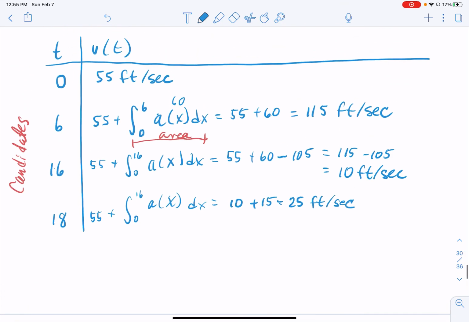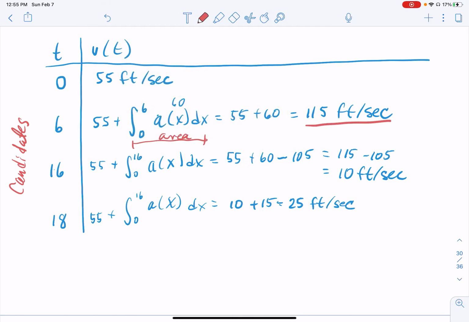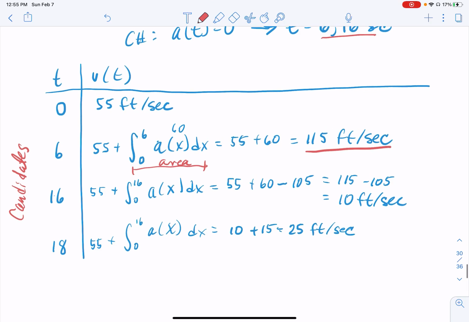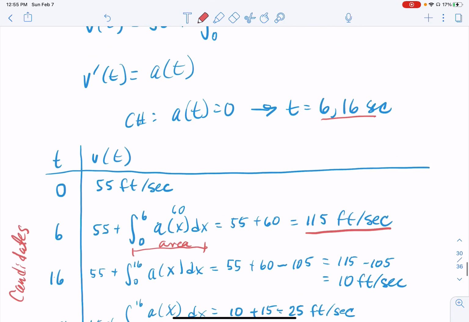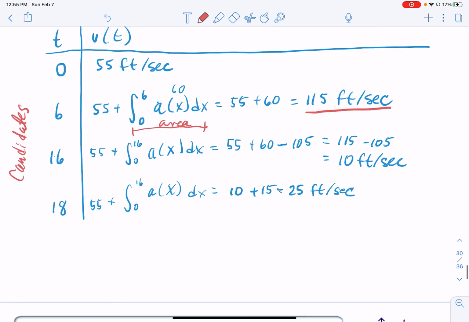And then the only thing that remains is for us to actually write up our answer here. The justification for an absolute maximum is the work that you do, right? You have found the critical numbers, you found the candidates, you found the velocity values at each of those, and you just point out what's the maximum.